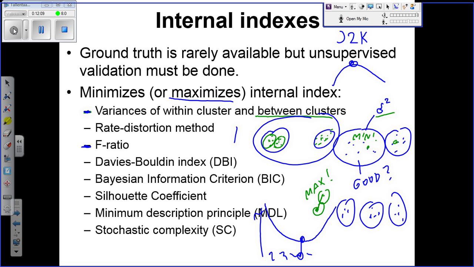F-ratio is a statistical test, and what I'm going to propose at some moment here is also based on this one. It's basically a generalization of the statistical F-test. If you're familiar with that one, you can try to see if you can see the connection. And then many heuristic methods: Davies-Bouldin index, also Bayesian information criterion.